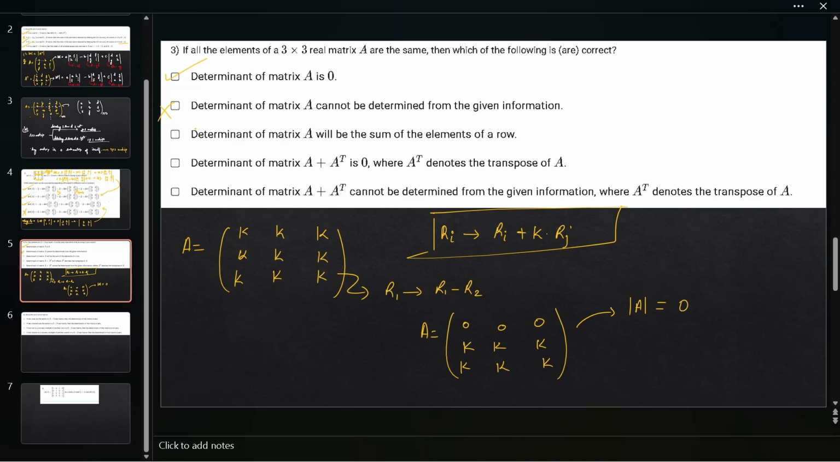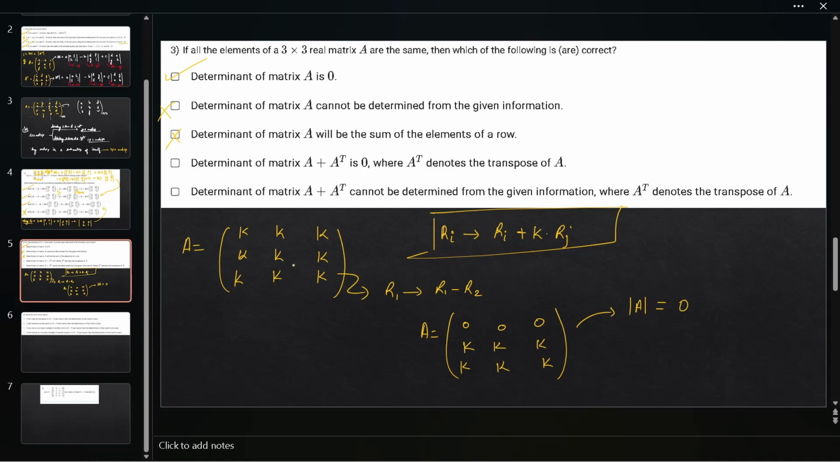Now the third option says the determinant of A will be the sum of elements in a row. So we have seen that the sum of elements in a row is 3k, but the determinant is not 3k, it's 0. So option 3 is incorrect as well. Now moving on to the fourth option that says determinant of matrix A plus A transpose is 0, where A transpose denotes the transpose of A.